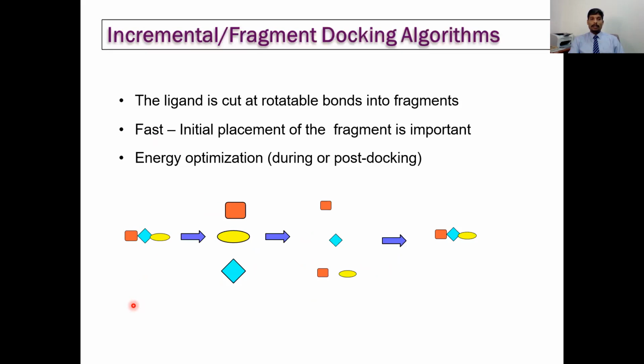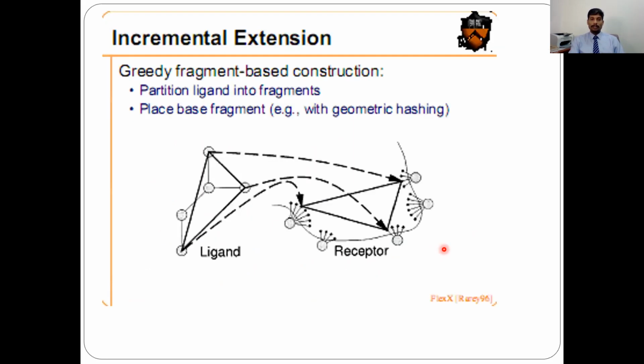Then, okay, this is the next one. The ligand is cut at rotatable bonds into fragments. Fast initial placement of the fragment is important, then energy optimization. So after that, how to make it into the lowest energy possible to have more interactions. So this is how.